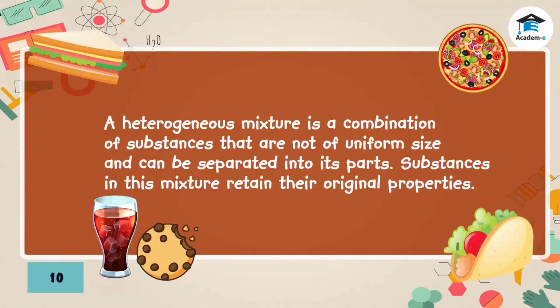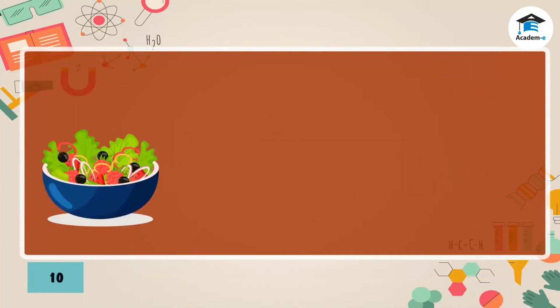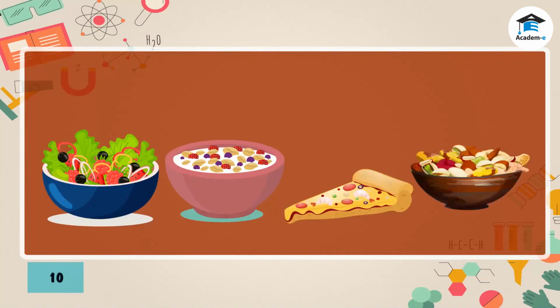Heterogeneous mixture is a combination of substances that are not of uniform size and can be separated into its parts. Substances in this mixture retain their original properties. Examples are vegetable salads, a bowl of cereal with milk, a slice of pizza, and mixed nuts.